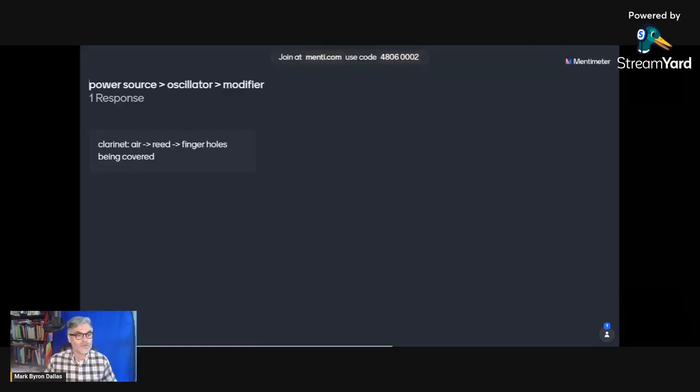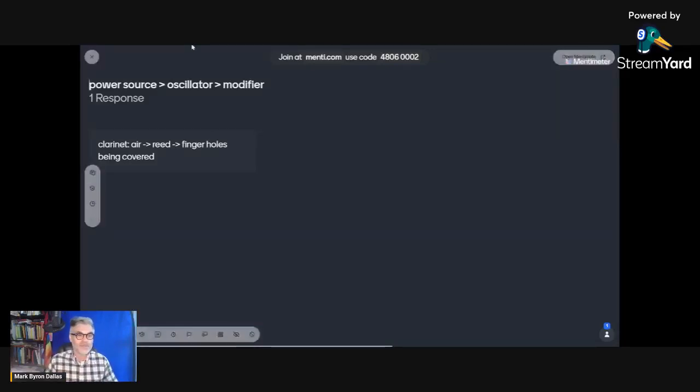So yeah, we've got clarinet. Yeah, so the power source for a clarinet is the air. That's right. It would be the flow of air, right? That is blown into one end of the clarinet. And then the oscillator is the reed that is in the mouthpiece of the clarinet. And then, of course, the finger holes that are covered, the number of finger holes, that would be the modifier. Exactly. That's it.